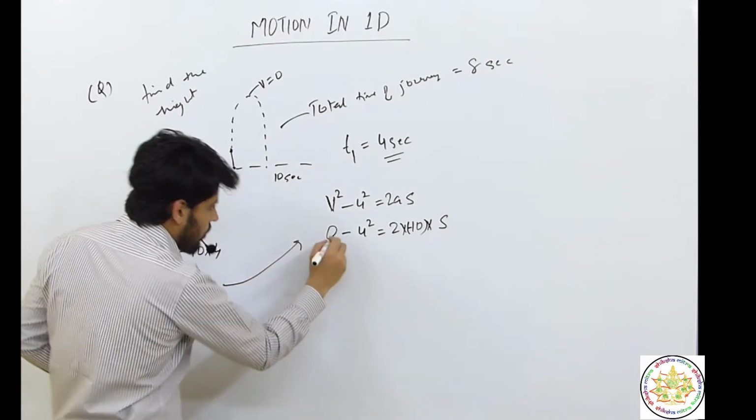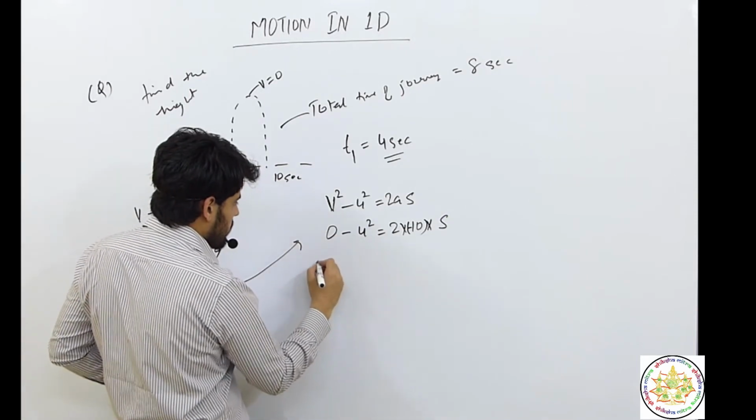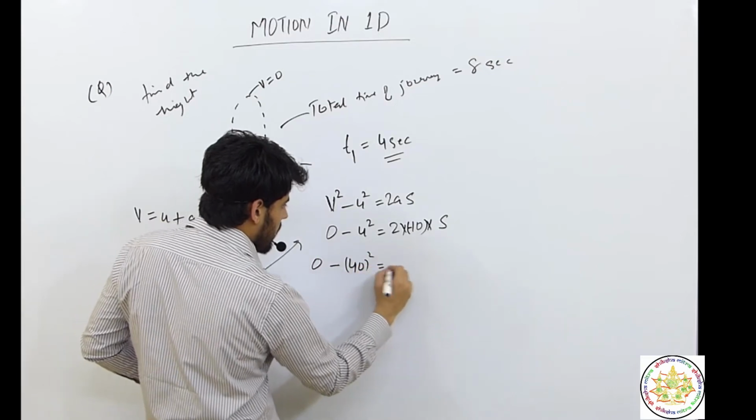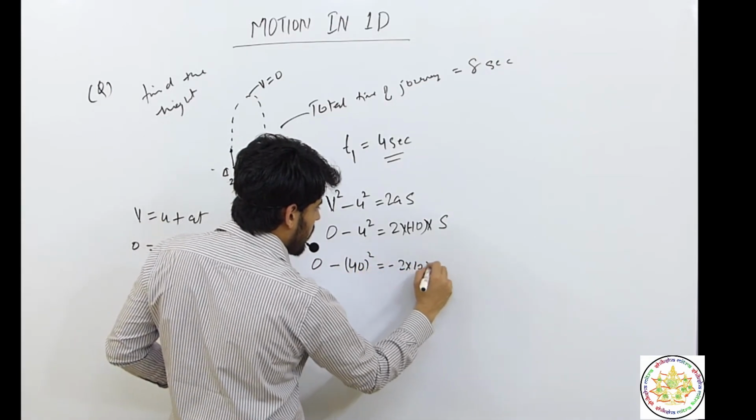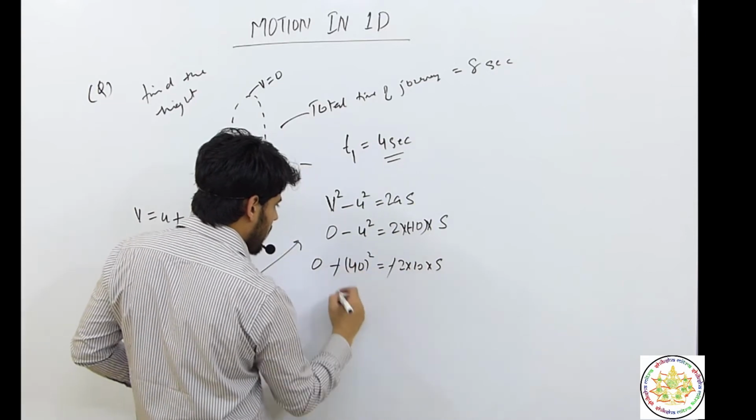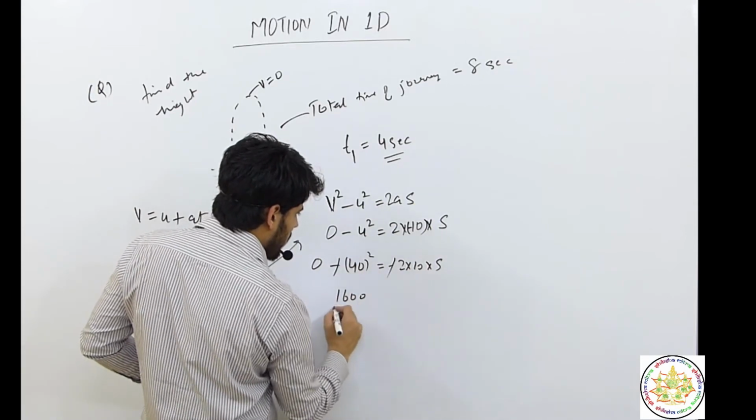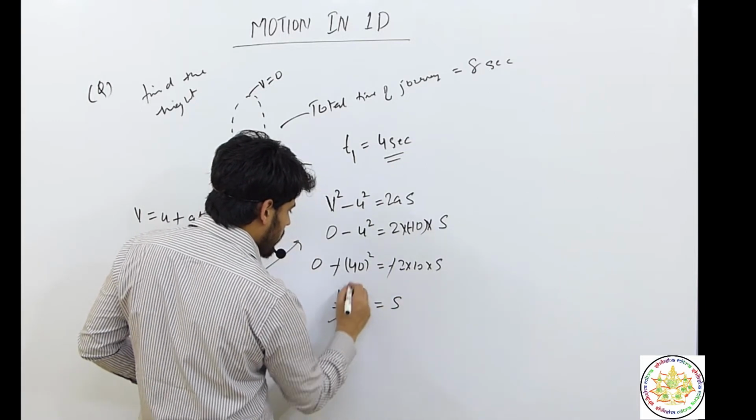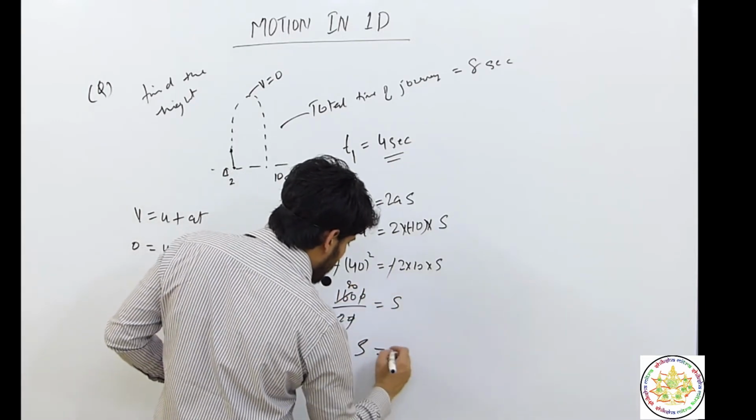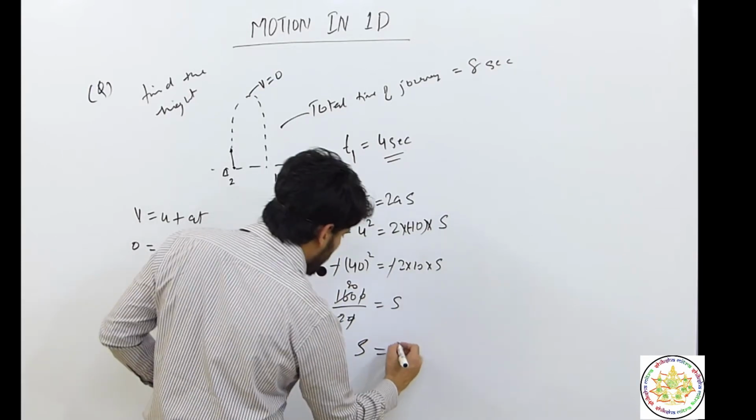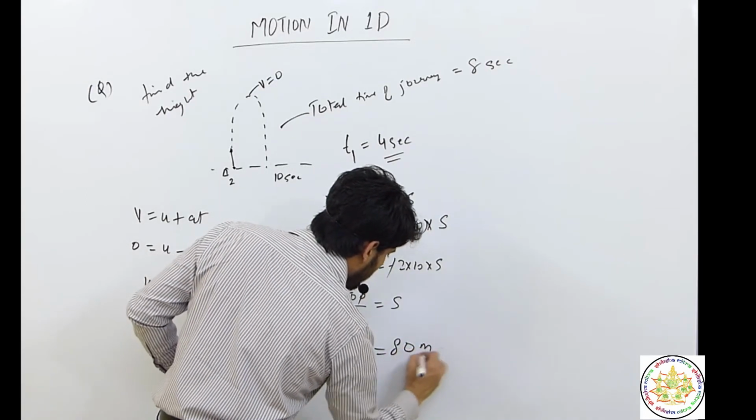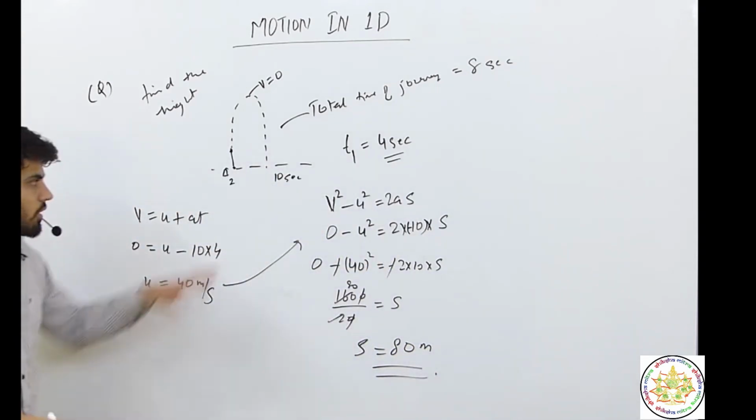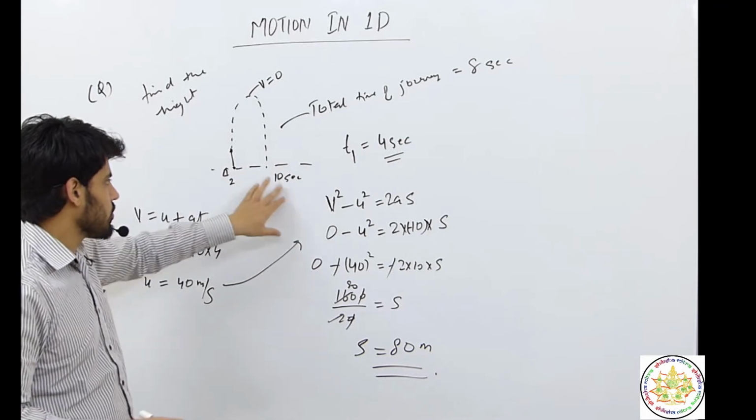We use this velocity over here. So it's 0 minus 40 square is equal to minus 2 into 10 into s. Negative, negative cancelled, 1600 divided by 20 is equal to s. So the height the ball or the object has traveled is 80 meter. It's very simple, it's not difficult. You just have to remember that the total time of the journey is 10 minus 2.